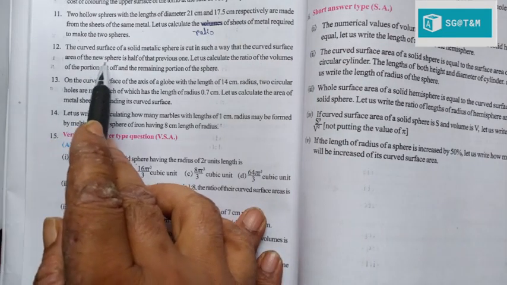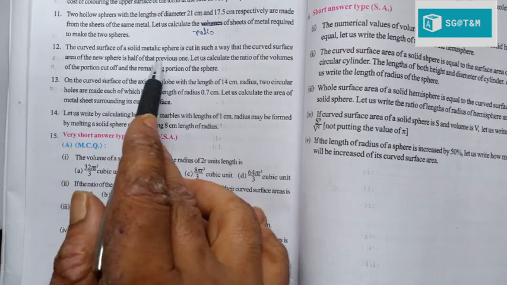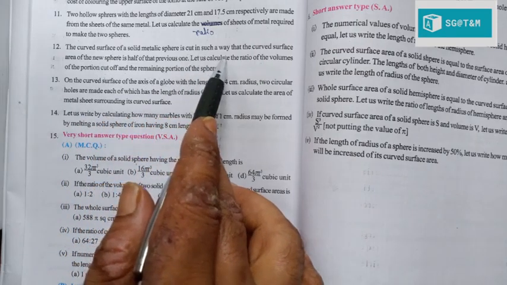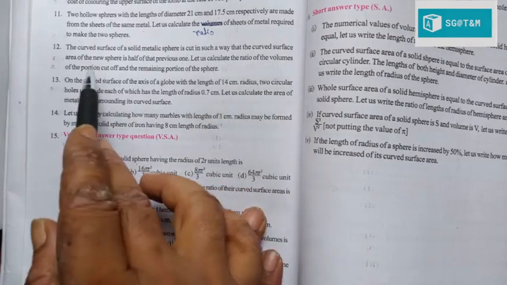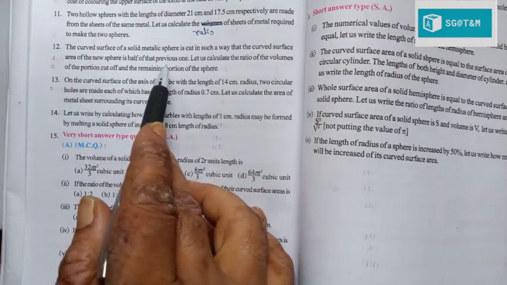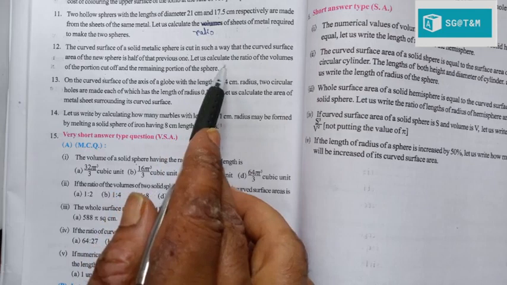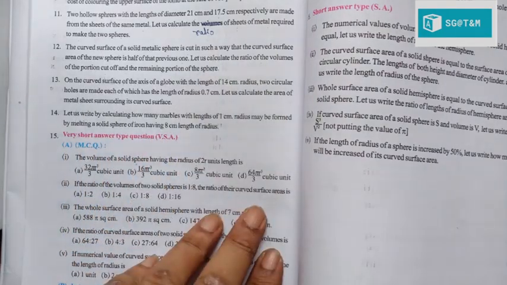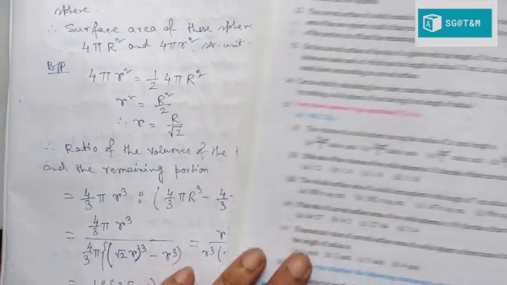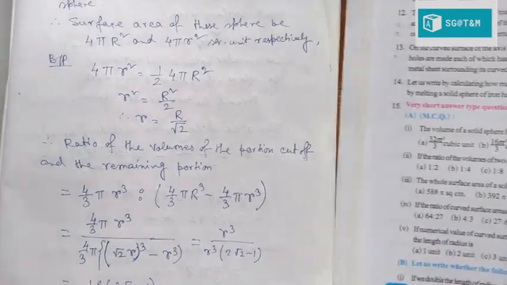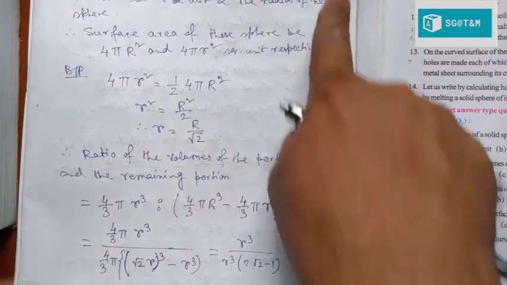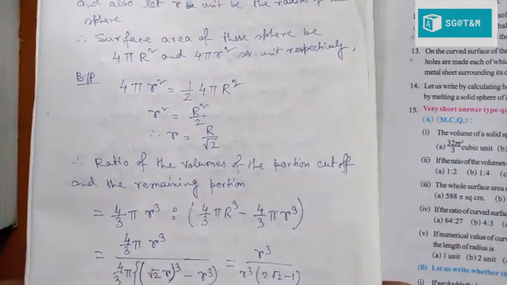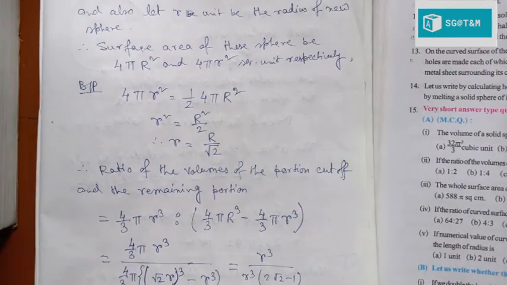The curved surface, I repeat once again, the curved surface of a solid metallic sphere is cut in such a way that the curved surface area of the new sphere is half of the previous one. Let us calculate the ratio of the volumes of the portion cut off and the remaining portion of the sphere. So no data is given, just a sphere is cut out and we get two spheres, and the surface area is given as half of the previous one.